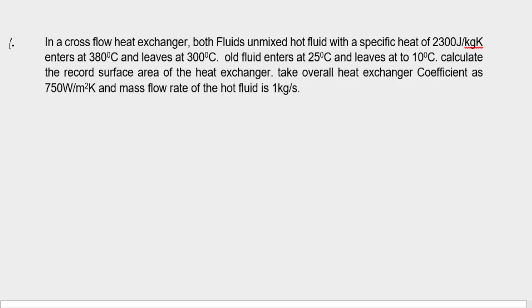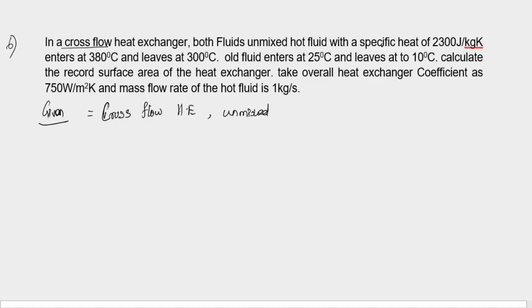This is the sixth problem. In the sixth problem, it is not a parallel flow heat exchanger, and it is not a counter flow heat exchanger. Here, a cross flow heat exchanger is given. So in the given data, I have to write cross flow heat exchanger. Then write the given data: both fluids unmixed, cross flow heat exchanger, unmixed condition.